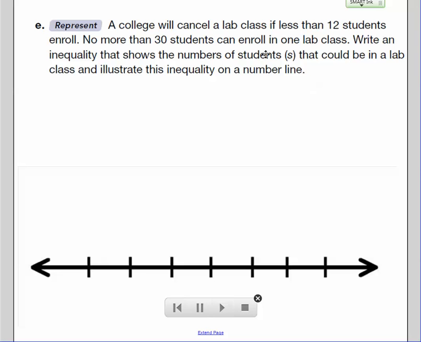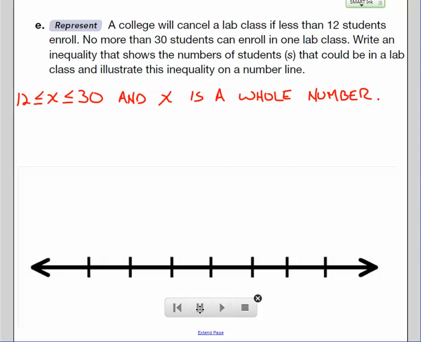So it's got to basically be between 12 and 30. That's the easiest way to state it. So we say it's greater than or equal to 12, less than or equal to 30. And x is also a whole number. This throws a little bit of a kink in our thinking here, but I'm gonna put that caveat on there that x has to be a whole number because you can't have a half of a student. So we're gonna say it's got to be a whole number. So that's going to change the way our graph looks here a little bit too.